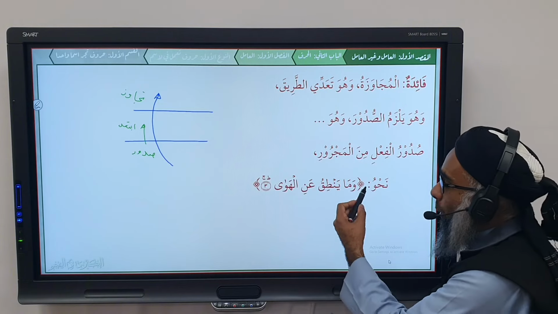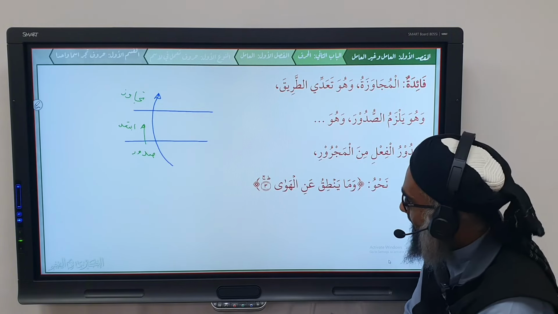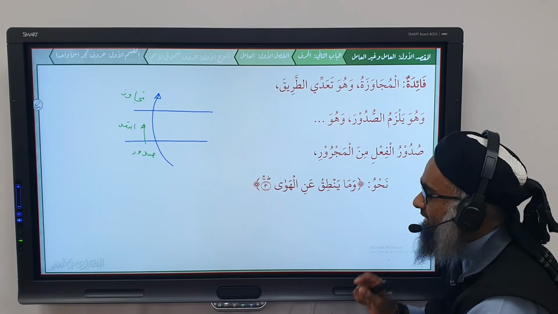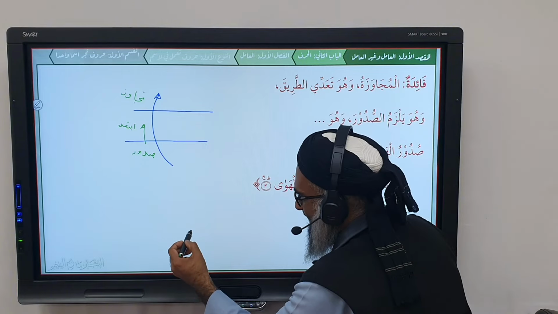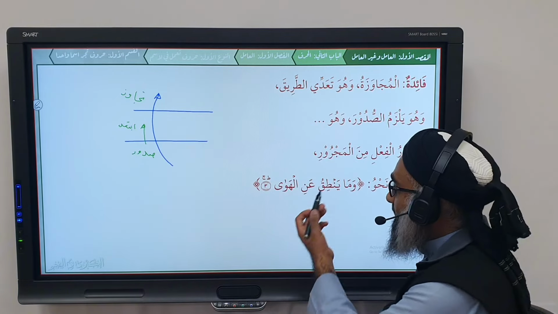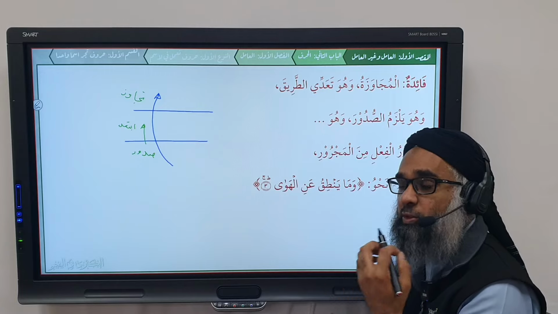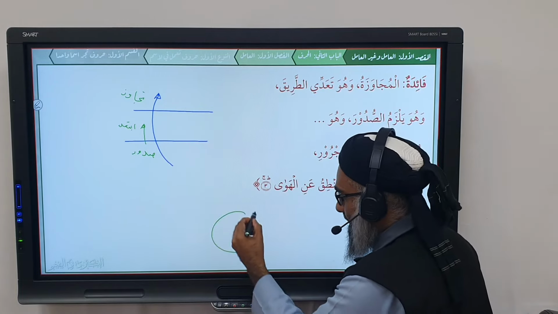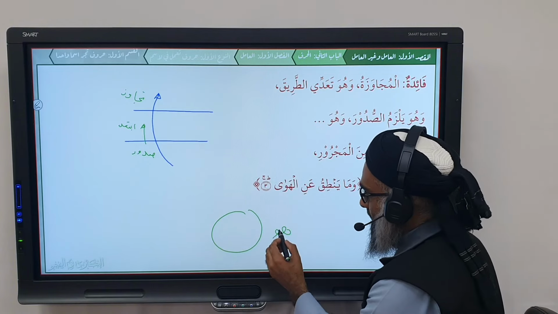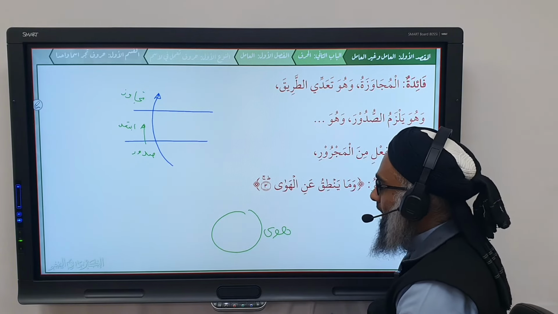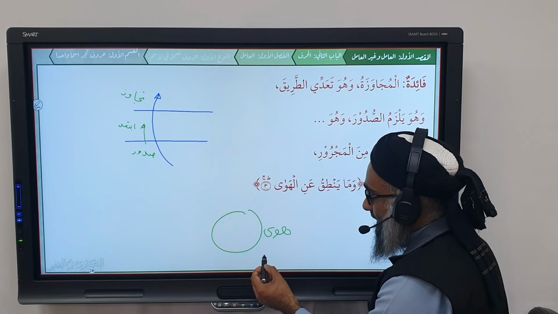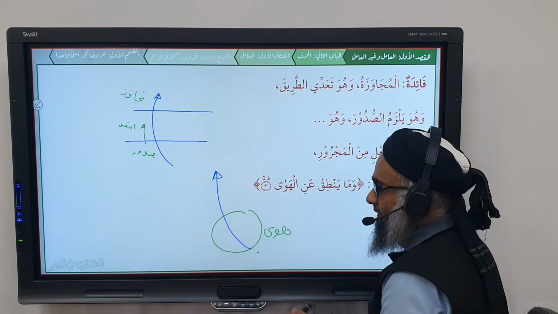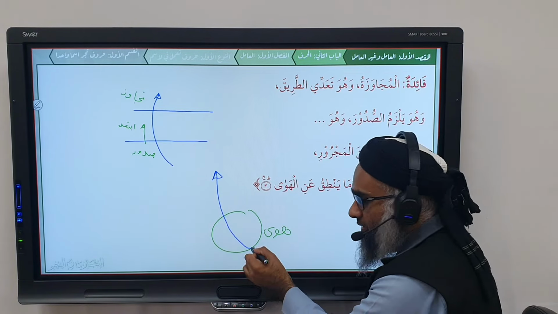For example here, wama yantiqu anil hawa. Now you can say, وَمَا يَنْطِقُ عَنِ الْهَوَى. What does this mean? Let's just draw it. Obviously, hawa means desire. So the Prophet ﷺ does not speak from his own desires. Now obviously, if you translate, that's fine. How do you understand this? This is hawa. Then what happens? The nutq starts off from hawa and goes past hawa and comes out here.